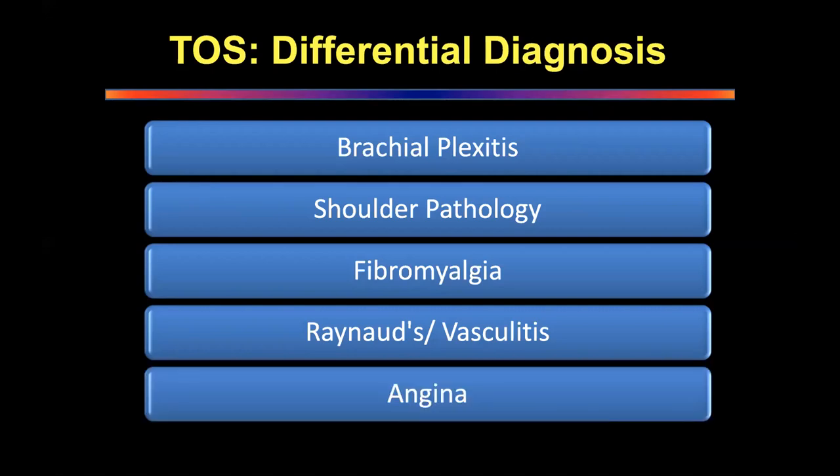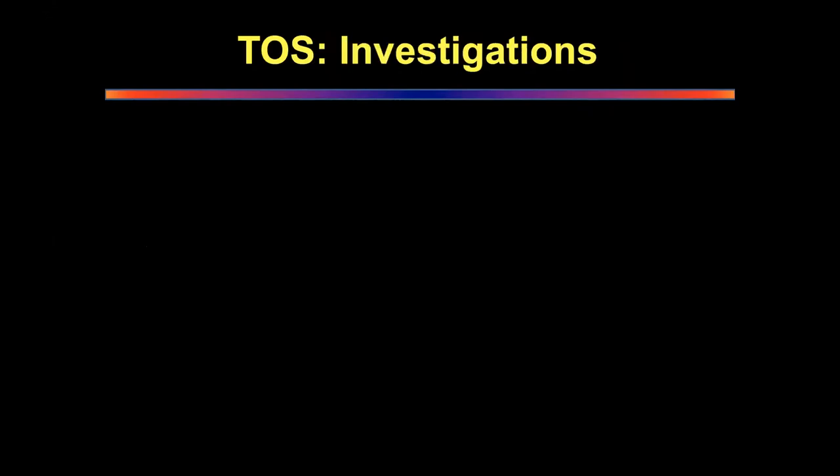And last but not the least, pain in the neck and pain in the shoulder and pain in the arm could be angina. For God's sake, keep that in mind. In fact, that should be the first diagnosis if you're dealing with an elderly patient who suddenly comes up with these symptoms. Don't put a patient with angina through all these tests and try to diagnose thoracic outlet syndrome. So keep your mind open. There are a lot of other pathologies which could be causing these problems.